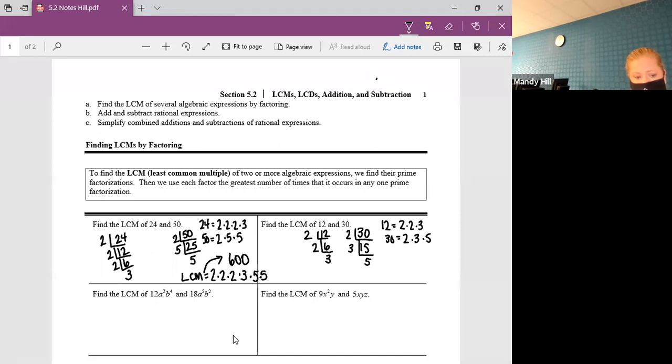When we do our least common multiple, we have to list it the most amount of times it's in either group. So if I've got 2 2s and 1 2 that I'm comparing, I would list 2 of them. Both groups only have 1 3, so that's good. I can just list 1 3. The 30 has a 5. It doesn't matter if the 12 doesn't have a 5. I still have to list it.